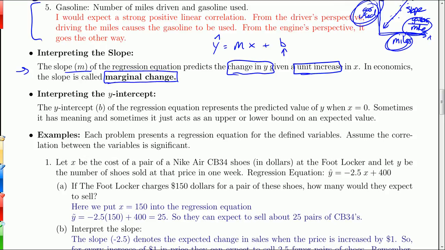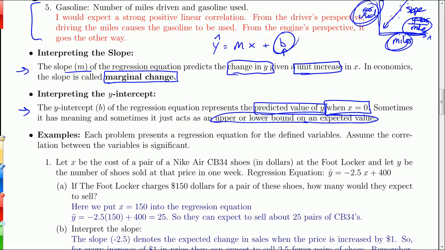All right. Interpreting the y-intercept, the b right here, the regression equation represents the predicted value of y when x is 0. Right? And sometimes x being 0 has some meaning, sometimes it doesn't. We'll see some examples. But it usually acts as an upper or lower bound on an expected value.